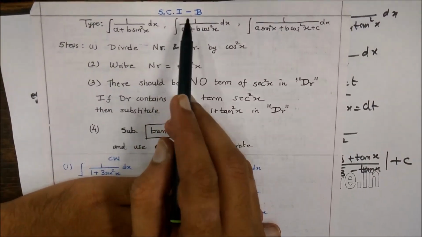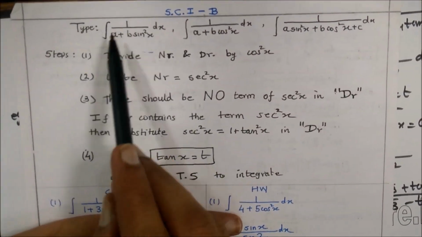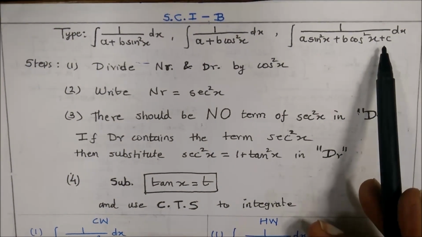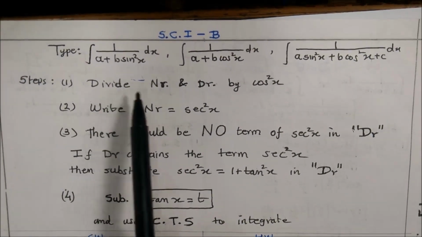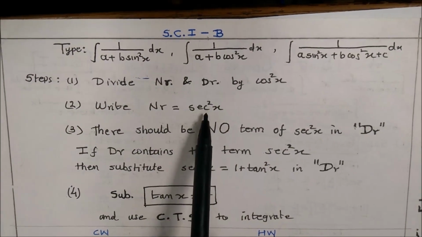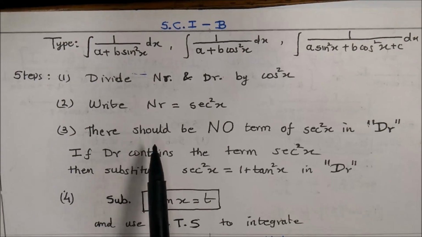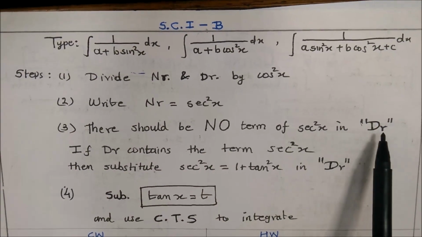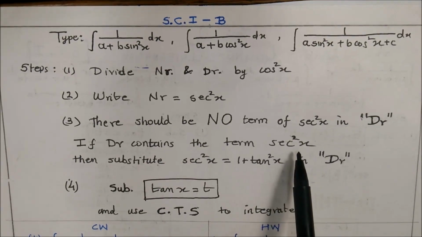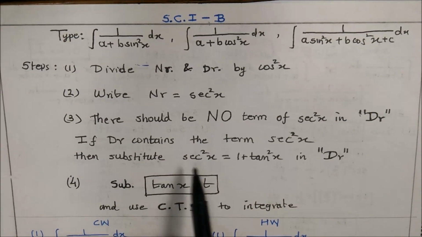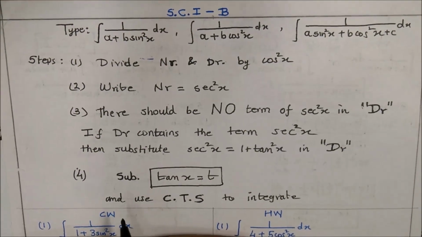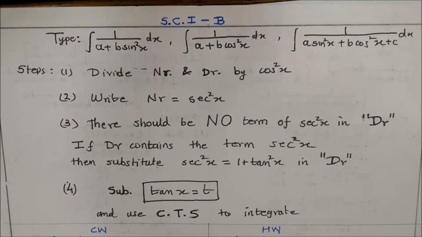Now, in generality, the procedure of solving this entire part is given as follows. Whenever you have sine cosine b of the category 1 upon a plus b sine square x or a plus b cos square x or a combination of these terms, the first step is always divide numerator and denominator by cos square x. Write the numerator as sec square x, and the most important point, there should be no term of sec square x in the denominator. If the denominator still contains the term of sec square x, always substitute that as 1 plus tan square x, substitute tan x equal to t, and go to the CTS method to simplify the same.